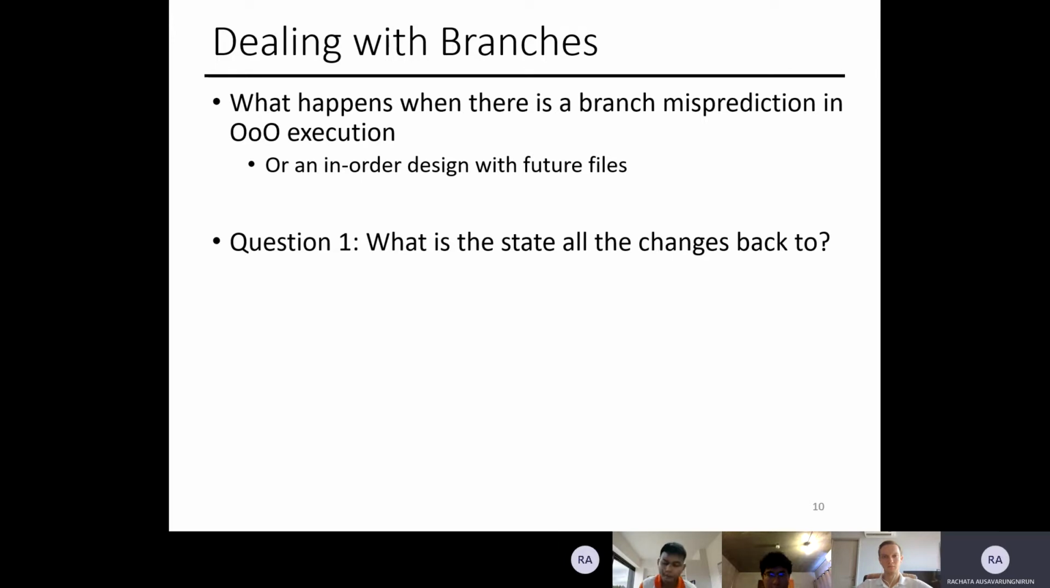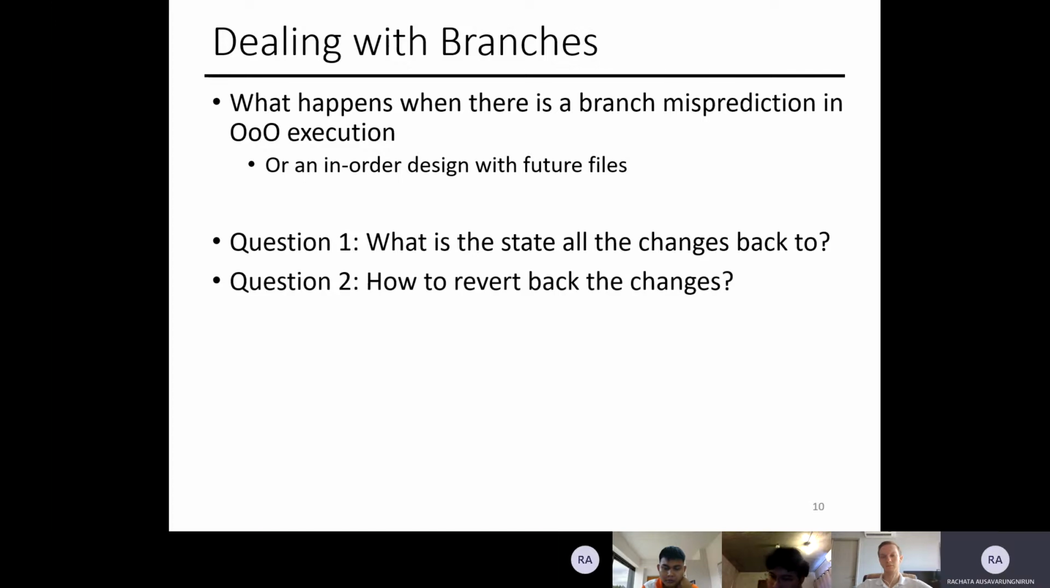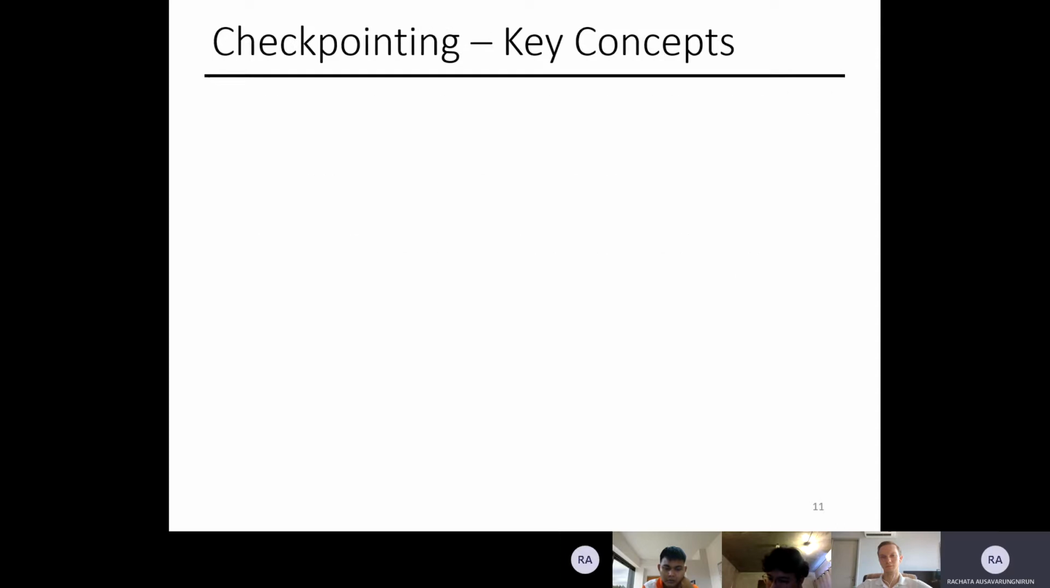Basically, what if you have branches and you predict incorrectly? And you do things out of order, which means you might have run future instructions you're not supposed to run. Right? You might run something you're not supposed to run because you predicted incorrectly. You already fetched those and you ran that out of order. So the first question, what is the state that I have to change back to and how to revert back the change? And the key answer is simple, checkpoint.